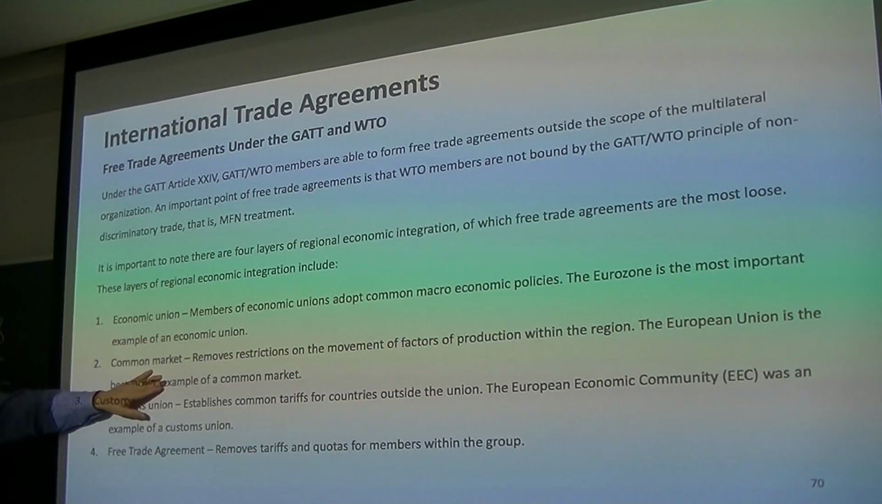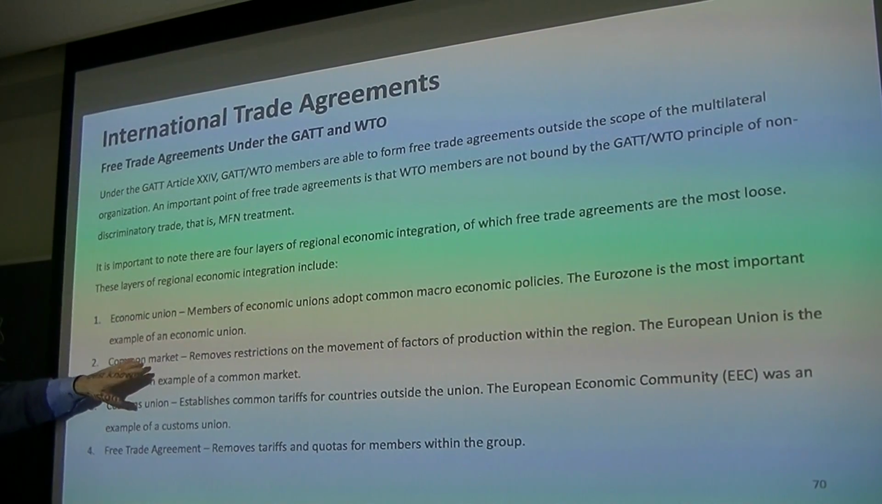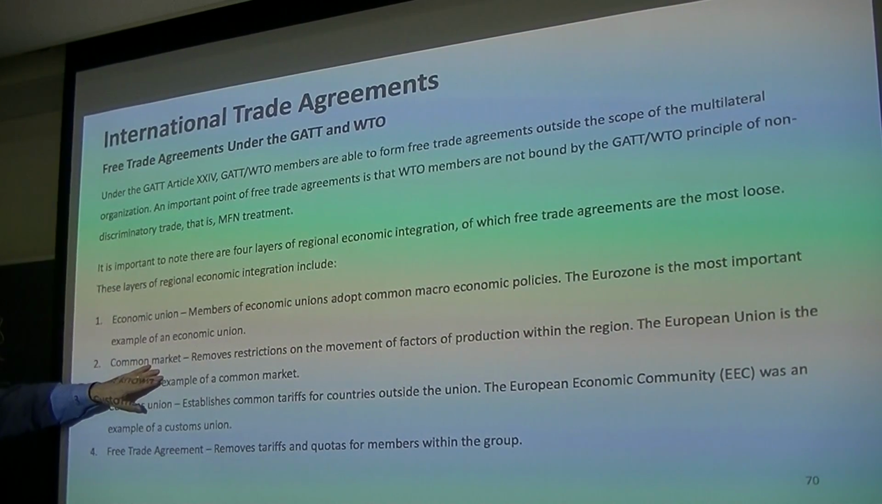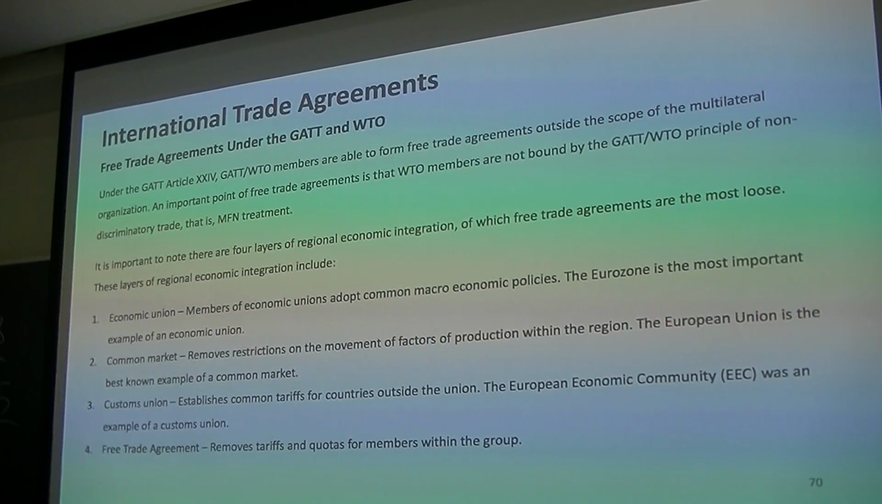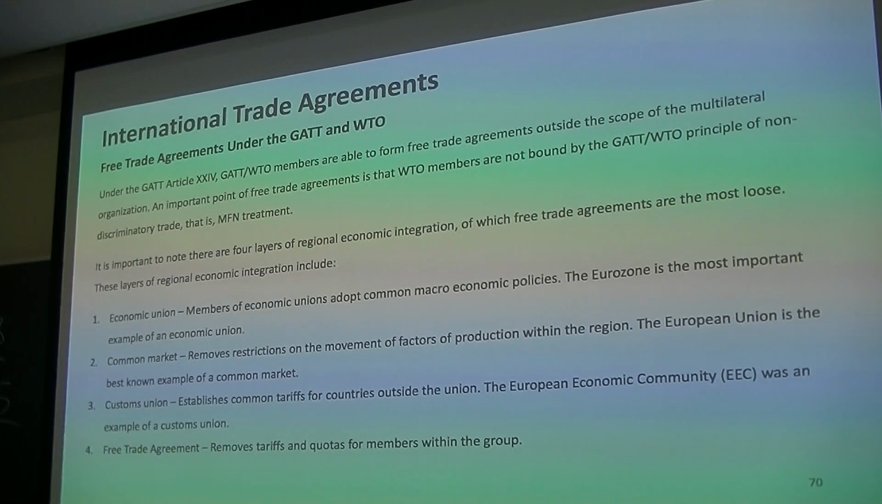And an important exception within the EU, an important country that was not a member of the Eurozone, is, of course, the UK. And the UK is now leaving the EU.